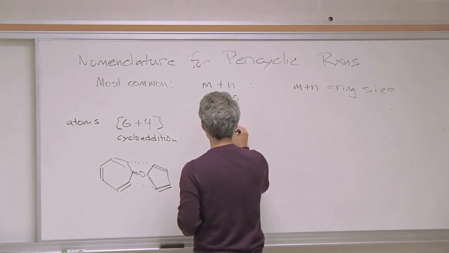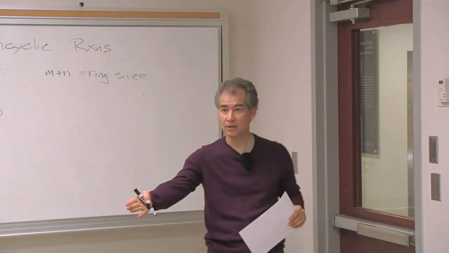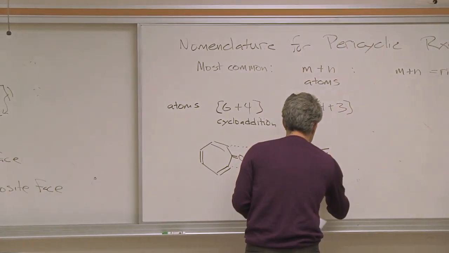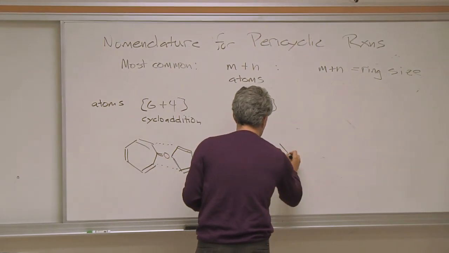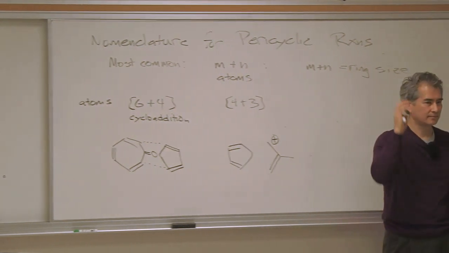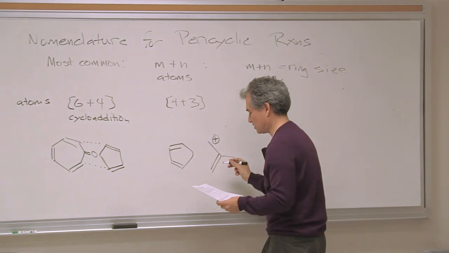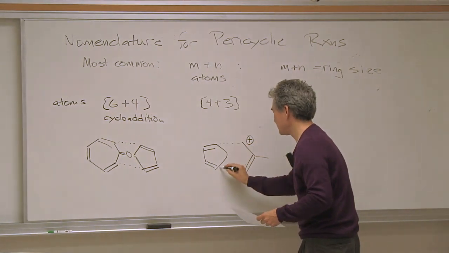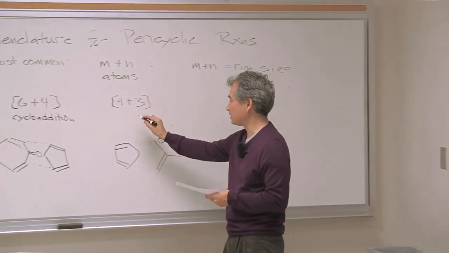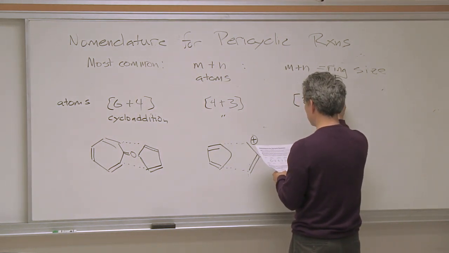You can also have 4 plus 3 cycloadditions. Right? You just need to have an allyl component, either an allyl anion or an allyl cation or some heteroatom equivalent of those. So if I take an allyl cation and you looked at the orbital phasing, it would predict that it is completely possible to do this in a suprafacial manner. You can simultaneously form bonds. So we would call this a 4 plus 3 cycloaddition. I won't write cycloaddition here. It's possible to have something like a 2 plus 2 cycloaddition.